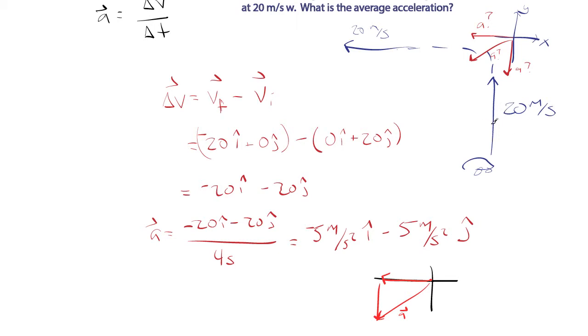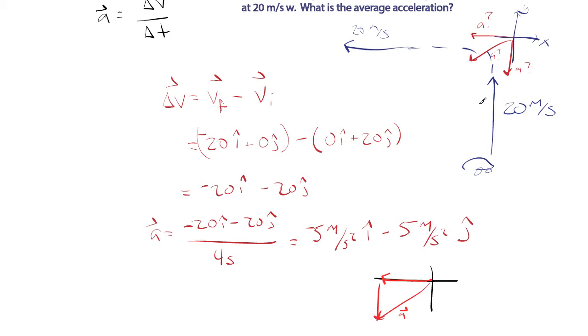So let's just take a look at each direction independently. Is the car speeding up or slowing down in the y direction? All right, it's slowing down. It's going from 20 to 0. So clearly in the y direction, the car is slowing down. In the x direction, it's doing the opposite. It's speeding up in the negative x direction.